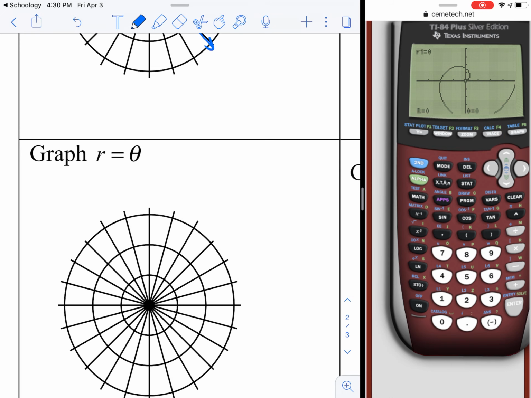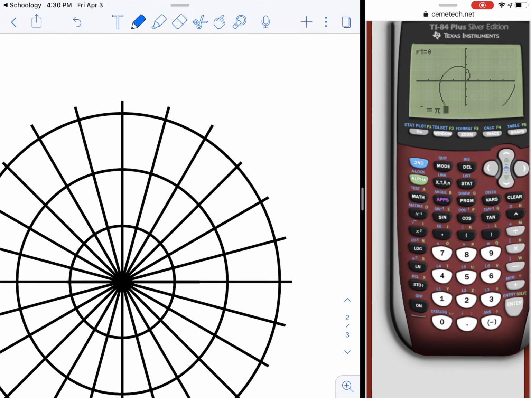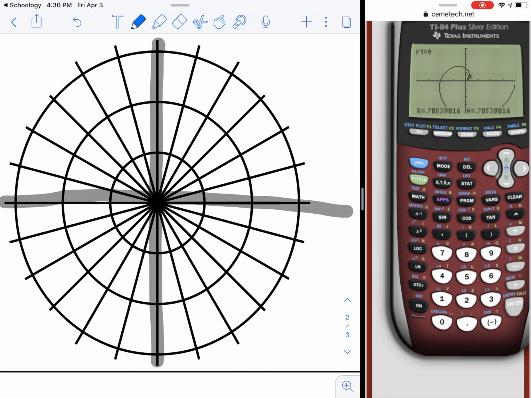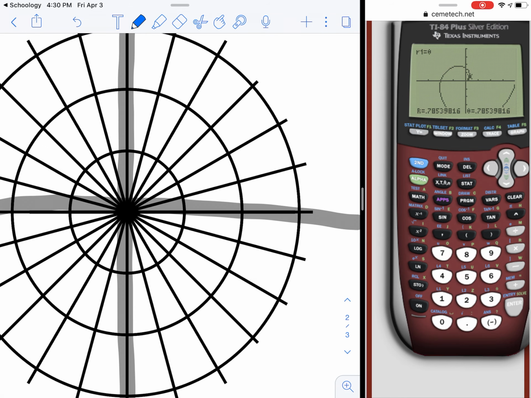Now, if you hit trace and you want to see what some of these angles equal, you could type in pi divided by 4, and it's going to tell you what your R value is at pi over 4. So if you use my little trick with highlighting the axes, and you go to pi over 4, you can see that you're approximately at 0.78, maybe right here. And then you can keep typing in other angles. If you wanted pi over 2, you can type in pi divided by 2 and see how far away you are, and notice that it's 1.57, because that's the decimal approximation for pi over 2. So I'm going up 1.57.